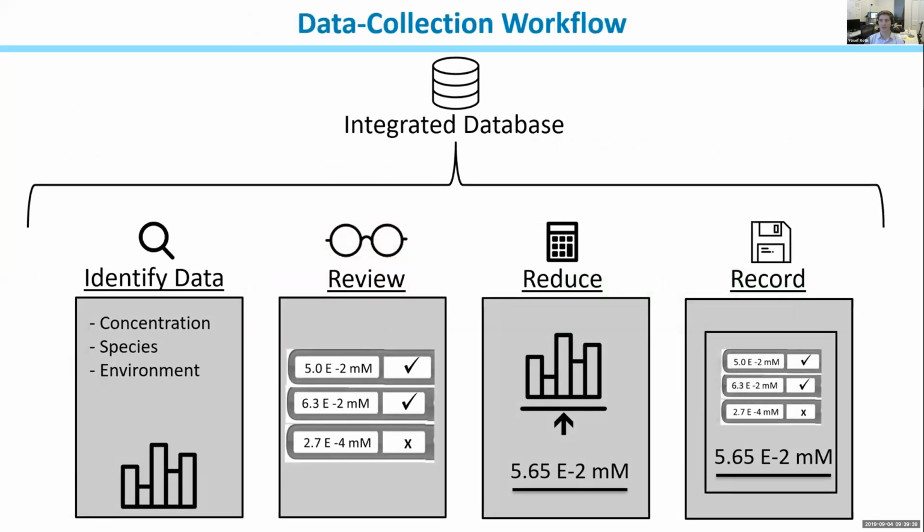So just to give a quick summary before I show you how this can all be done. The 4 steps are: 1, to identify the data and filter to find the most relevant subset of the total data. 2, to review, to look through each one of the observations in the relevant set to ensure its accuracy. 3, to reduce this distribution to a consensus value. And 4, to record everything, the distribution and the consensus.